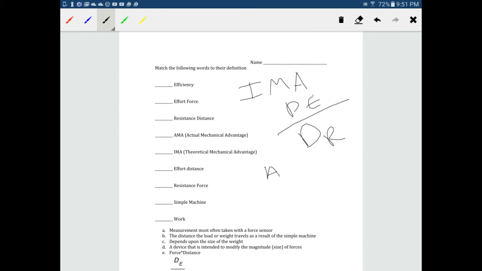Your AMA stands for the actual mechanical advantage. So this is like when you test it in real life and you see what's the actual mechanical advantage after we lose stuff to friction, after we lose efficiencies to all these different things. That deals with the actual measured forces. You remember measuring things with the force sensor. So it is FR over FE. Note that these two are switched, right? It's the resistance force divided by the effort force.